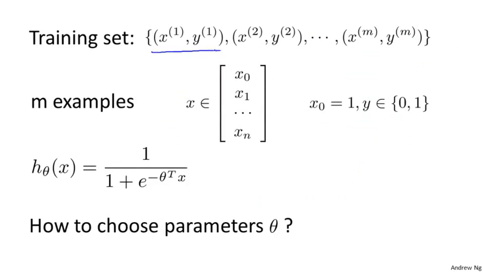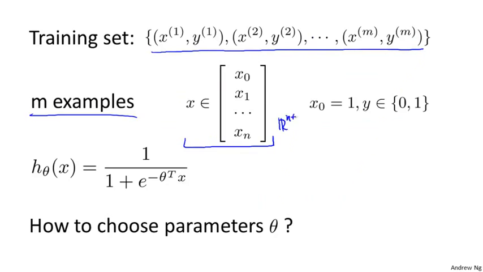We have a training set of m training examples, and as usual, each of our examples is represented via a feature vector that's n plus 1 dimensional. And as usual, we have x0 equals 1, the zeroth feature is always equal to 1. And because this is a classification problem, our training set has the property that every label y is either 0 or 1. This is our hypothesis, and the parameters of the hypothesis are this theta over here. And the question I want to talk about is, given this training set, how do we choose, or how do we fit, the parameters theta?